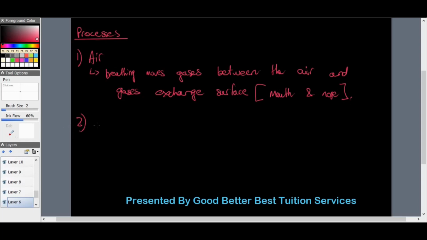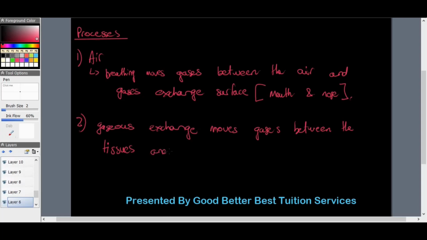And then of course there is a gaseous exchange. That gaseous exchange moves gases between the tissues. So what gaseous exchange are we talking about? Remember, there's an exchange that happens when we breathe in oxygen and we release carbon dioxide. There's a gas exchange there. Something's entering and something is leaving. So gaseous exchange moves gases between the tissues and also the air in the lungs.